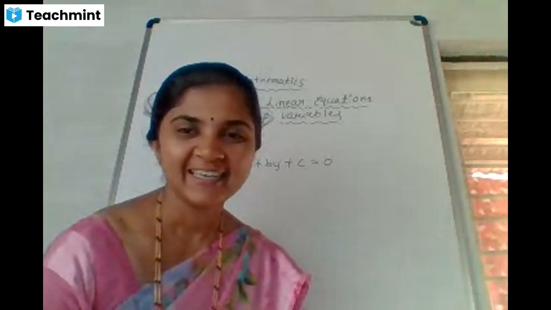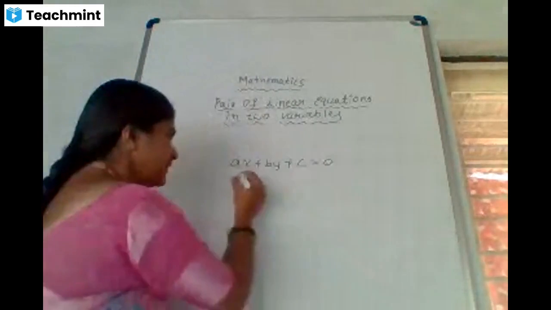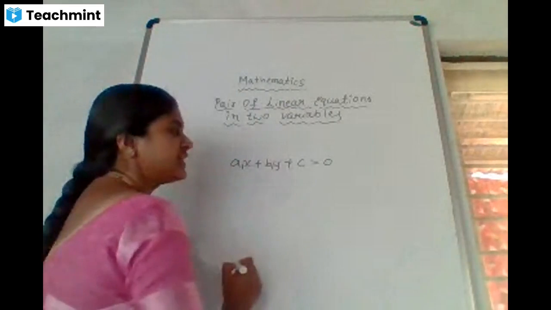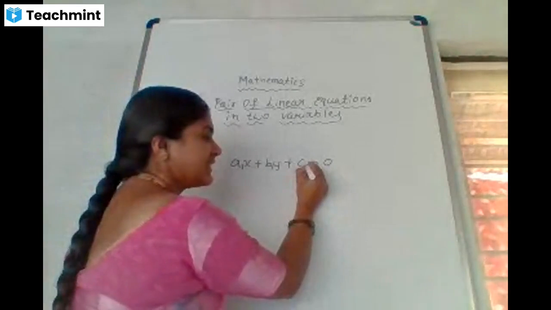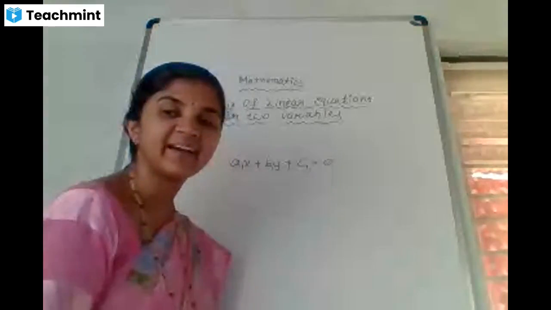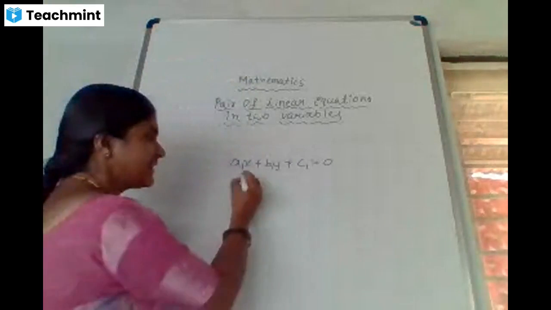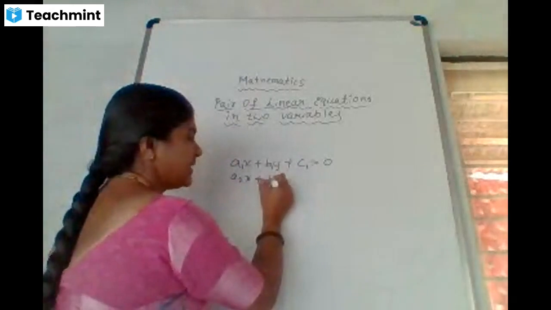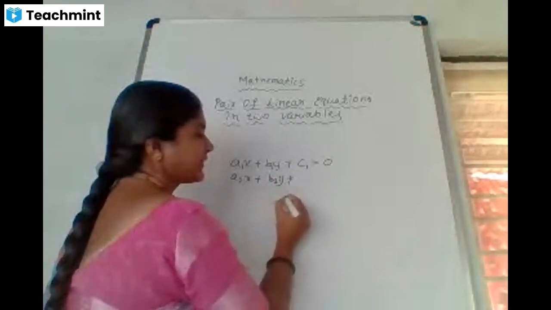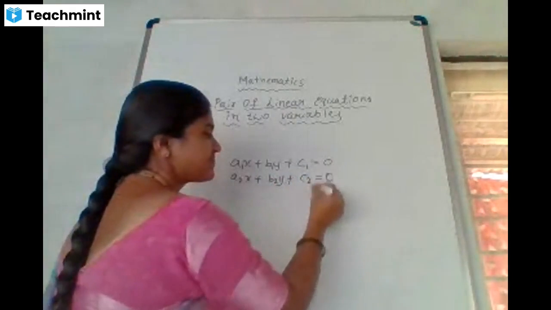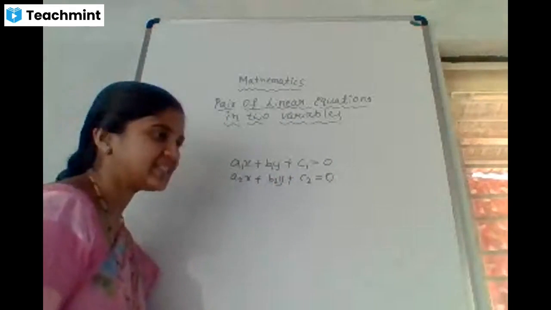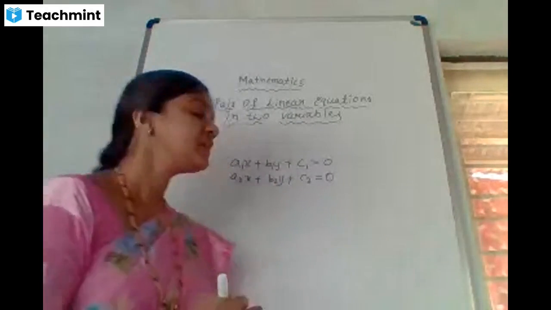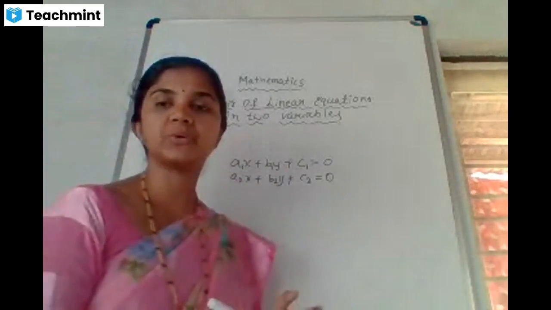Yes, very good. a1x plus b1y plus c1 is equal to 0. Then another one, a2x plus b2y plus c2 is equal to 0. So a1x plus b1y plus c1 is equal to 0, then a2x plus b2y plus c2 is equal to 0.